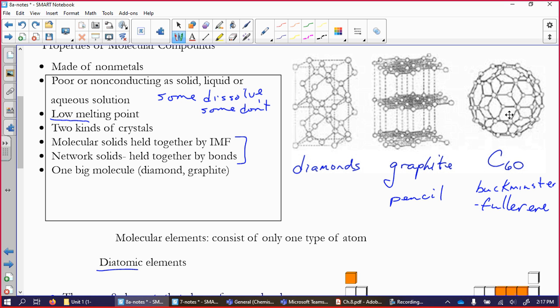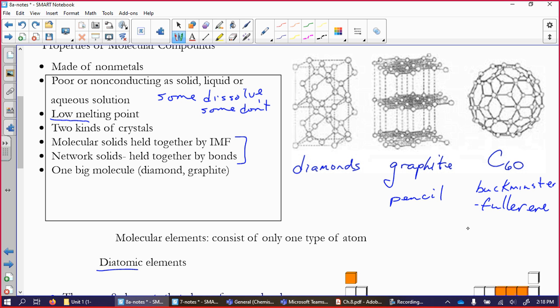Epcot Center. Anybody ever been to Epcot Center? I assume somebody's been. You know the big dome at the entrance to Epcot Center? Yep, I think it's like Spaceship Earth, or a soccer ball. That's not the best picture. It's kind of hard to tell, but this is a sphere. It's as perfect a sphere as you can get for 60 carbons.